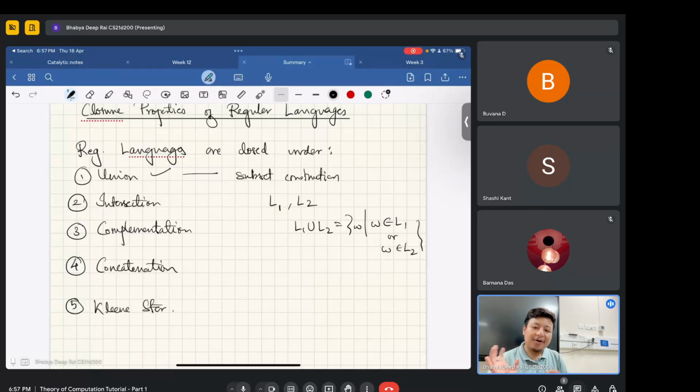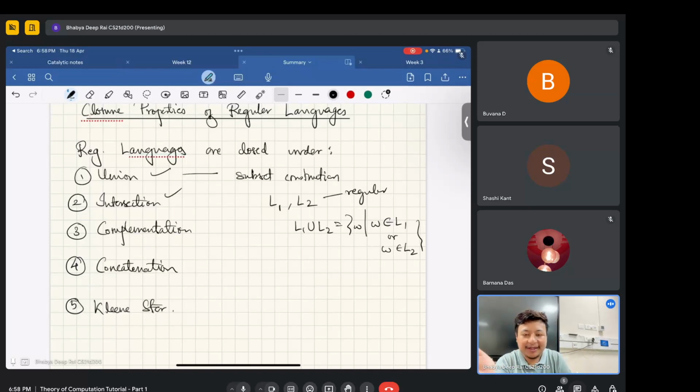So it means on running the machine for L1, and L1, L2 both are regular. On running the DFA for L1 for W, I should reach the final state, or on running the same W on the machine for L2, I should reach the final state. So the idea is I do the subset construction once again, and then I assume that I am moving in the states of the machines for L1 and L2 simultaneously, and if at any point I reach the final state in either L1 or L2, I'll always accept.